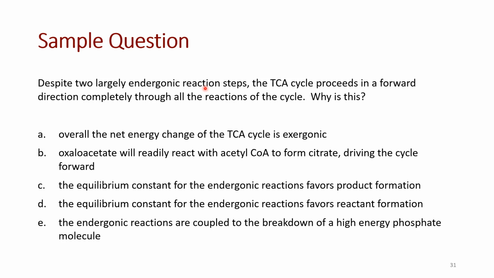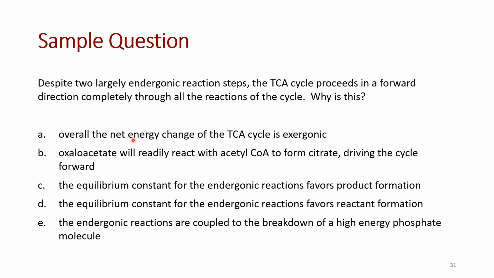And in fact, for the TCA cycle, where there is a positive delta G reaction, there is always a nice negative delta G reaction right after it, which can couple together. So you're looking for something that says 2 reactions are coupled together, or the net delta G is negative, something along those lines. Let's see if we can find it. Overall, the net energy change of the TCA cycle is exergonic, negative delta G. Well, that sounds like a good answer. We'll put a post-it note on that one right now.